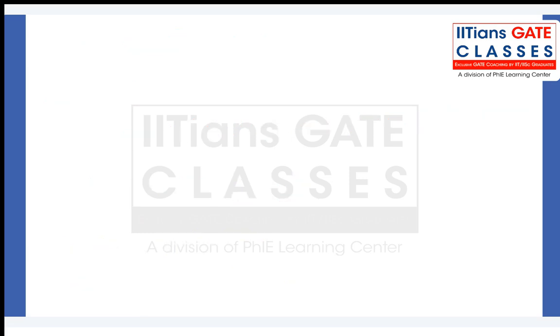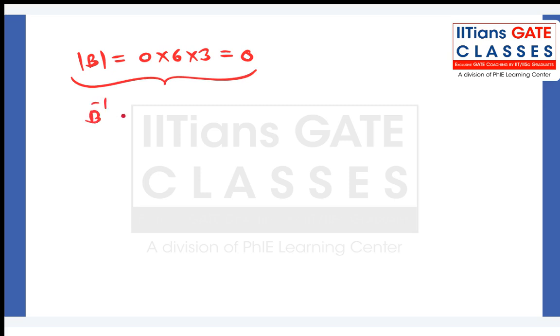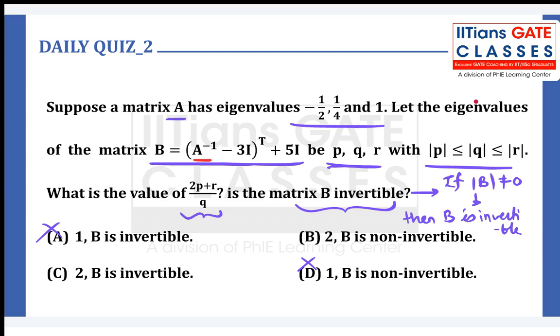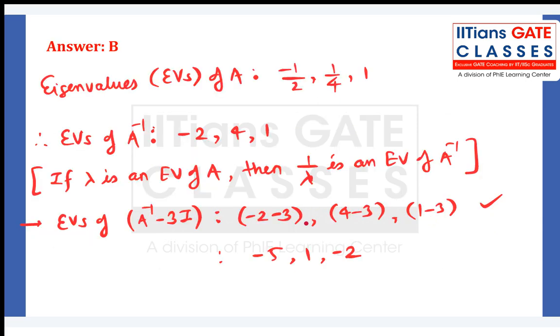So the determinant of matrix B is nothing but the product of all of its eigenvalues, and since one of the eigenvalues is 0, the determinant is 0. So that means B inverse does not exist, or you can call that matrix B is non-invertible. Or you can also call it a singular matrix. There are multiple terminologies for the same thing. So it's a non-invertible matrix because the determinant is equal to 0. So that means the correct answer should be B. Okay, yeah, and the correct answer is B.